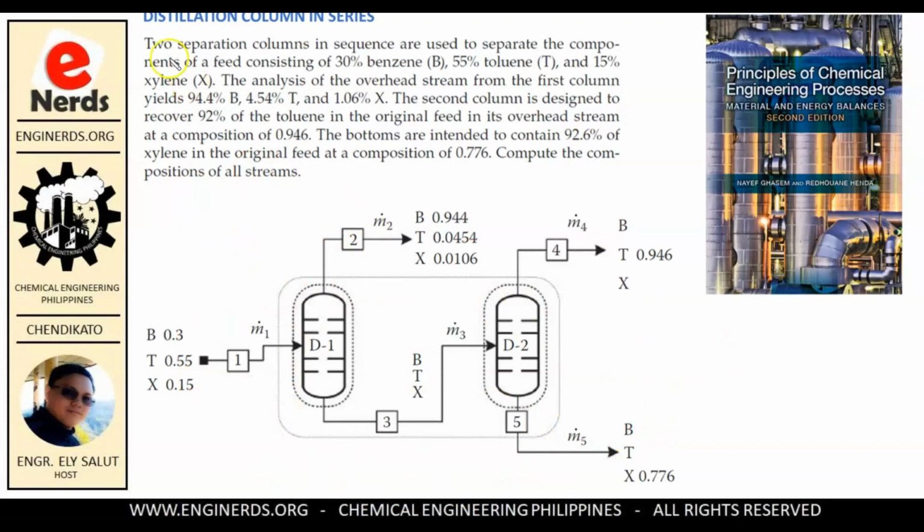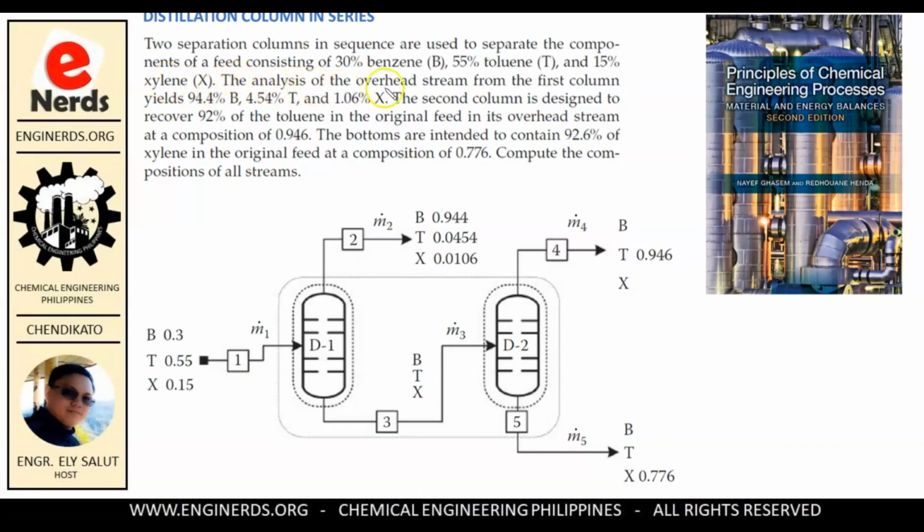here. No? So, two separation columns in sequence are used to separate the components of a feed consisting of 30% benzene, which is B, 55% toluene, which is T, and 15% xylene, which is X. Okay, so ito yung codes na gagamitin natin. B for benzene, T for toluene, and X for xylene.